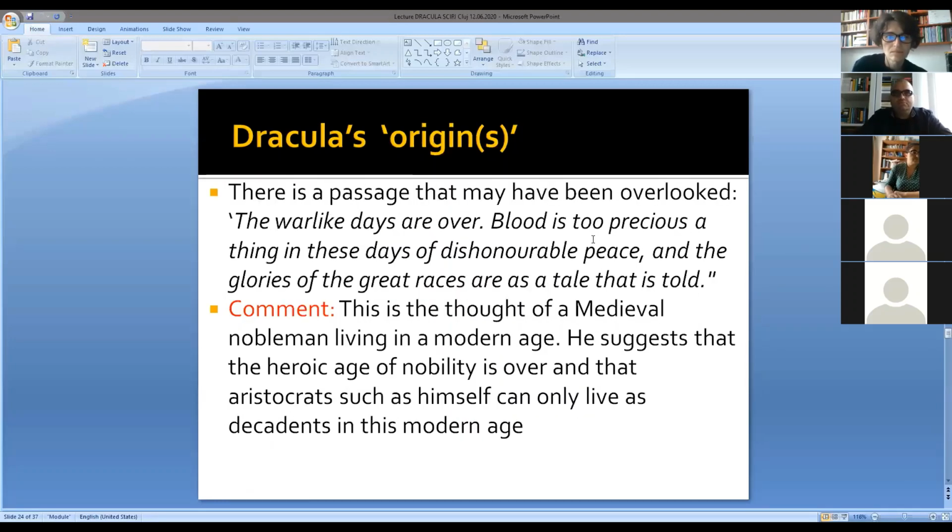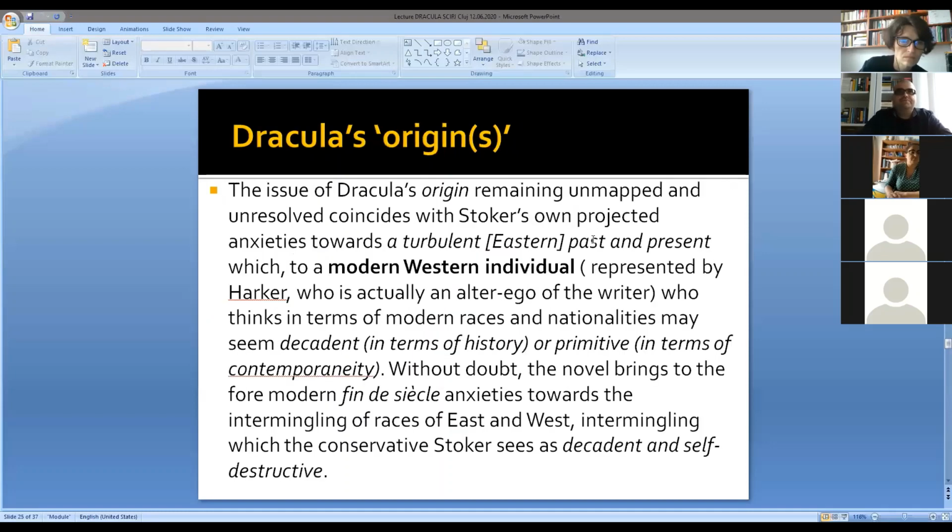So, the passage that may have been overlooked by critics is this one: The warlike days are over, blood is too precious a thing in these days of dishonorable peace, and the glories of the great races are a tale that is told. The comment on this is that this is the thought of a medieval noble living in a modern age, suggesting that the heroic age of nobility is over, and that aristocrats such as himself can only live as decadents in this age, at the end of the 19th century.